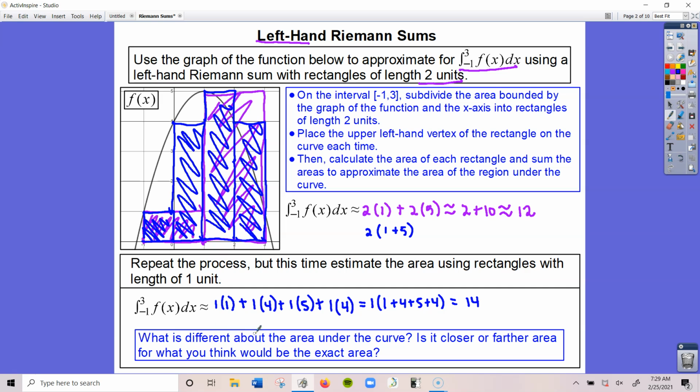So now what is different about the area under the curve? Is it closer or farther from what you think would be the exact area? As you can see from these rectangles, it covers more of the space beneath the curve. So in fact, this particular Riemann sum would be closer to the exact area than the one with a rectangle of length 2 units. So what does this tell us? This tells us that the smaller your rectangles, the more precise the area is going to be.